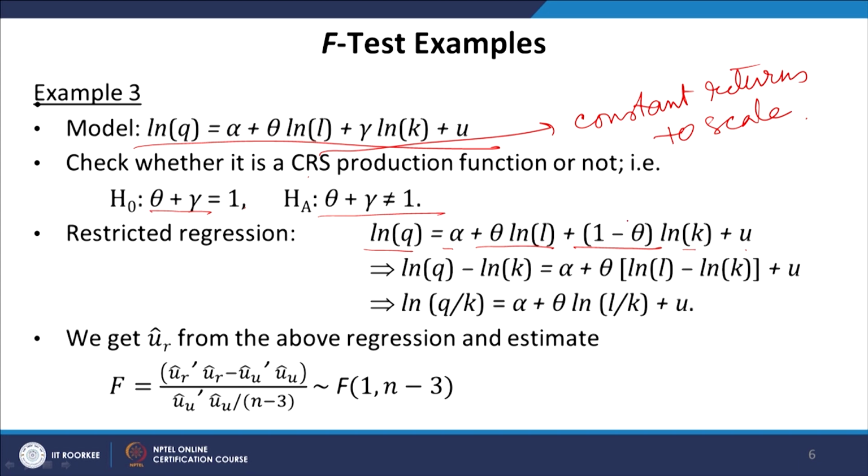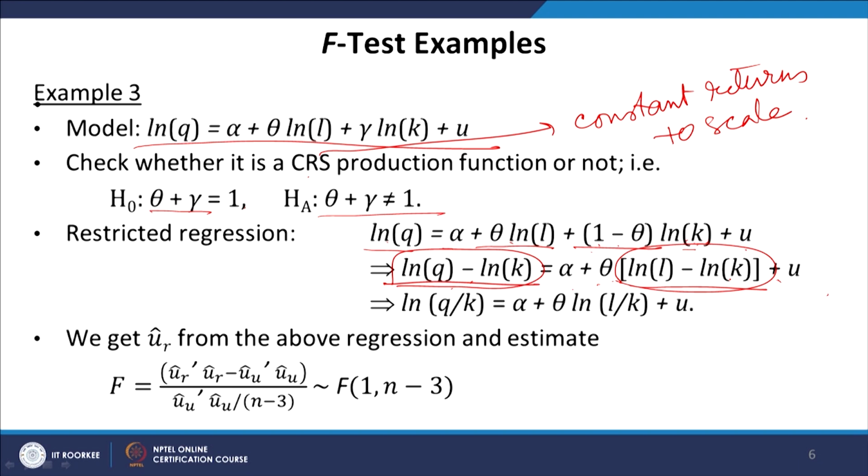Now, by breaking this, I will be having 1 plus logarithm of k and minus theta logarithm of k. So, plus logarithm of k is taken to the left hand side. I have logarithm of q minus logarithm of k equals alpha plus theta logarithm of L minus logarithm of k plus u. So, I have 2 new variables. One is the dependent variable, which is logarithm of q minus logarithm of k, and one new independent variable, which is logarithm of L minus logarithm of k.